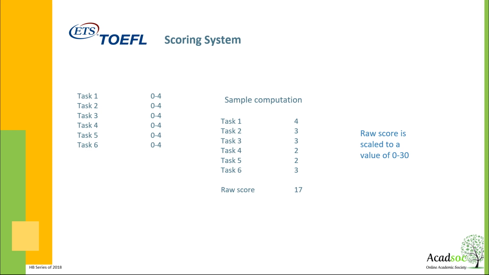How do we know if they have good scores? Now, 4 and 3 are good scores. Let's say in task 1, if the student gets a score of 4, it means they did well. 3 is also a good score. But for task 4 and 5, the student needs to practice more because the score is low, which is just 2. So remember, 3 or 4 are the good scores for TOEFL speaking test.